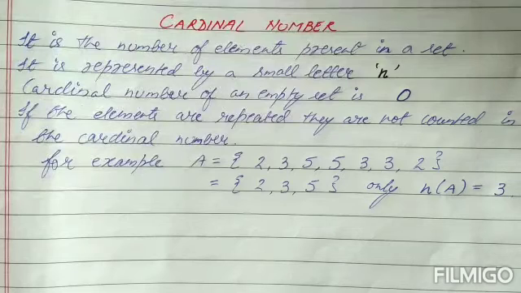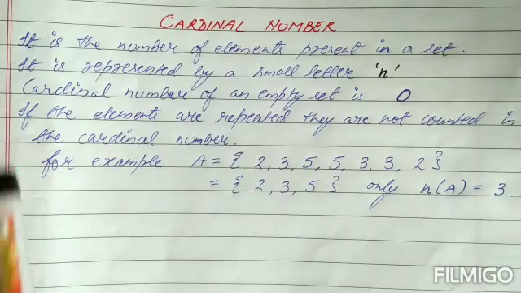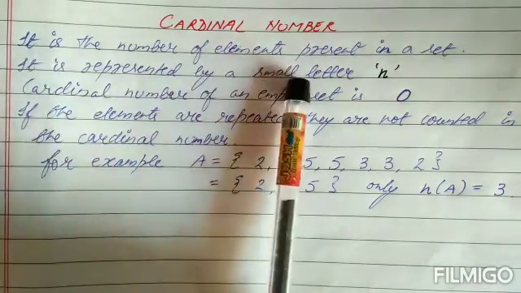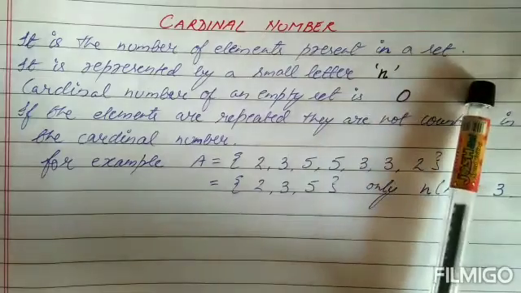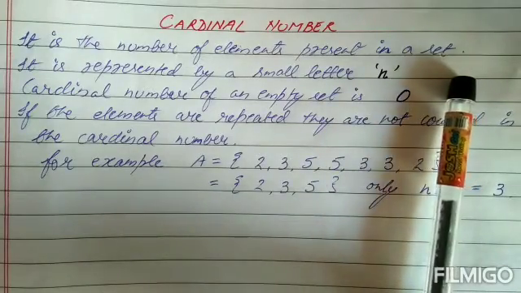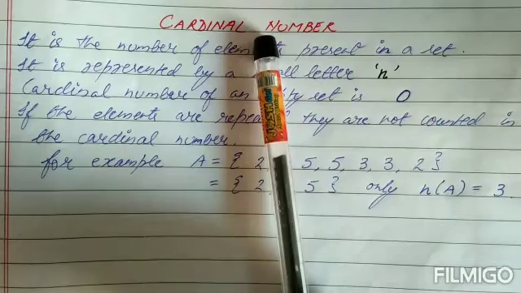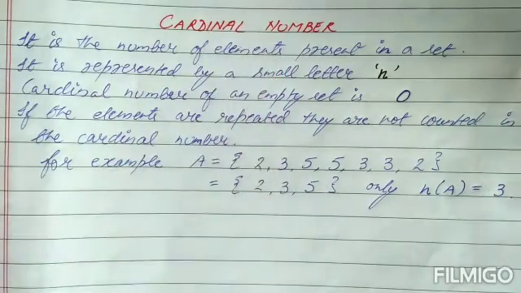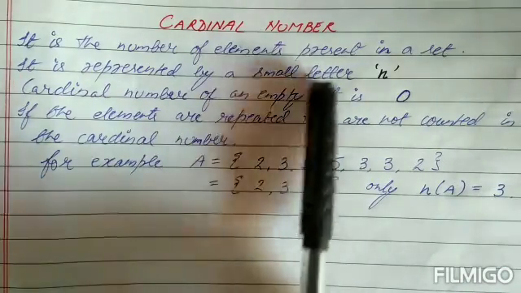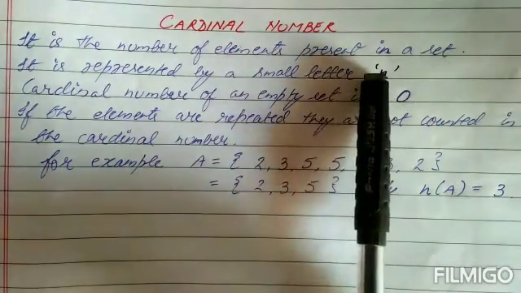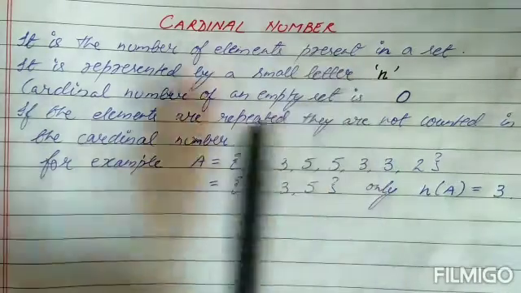So the last thing that we have to do, children, in this lesson is the cardinal number. There are certain things that we have to know about the cardinal number. First, it is the number of elements that are present in a particular set. That means inside a set, how many elements are present. That is what we call its cardinal number. It is represented by a small letter n. With a small n, we represent the cardinal number.